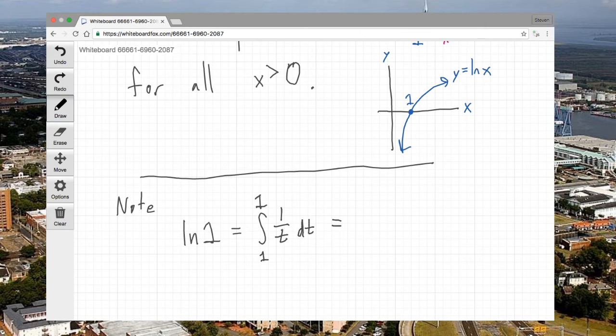That's going to be 0, because what are we asking for? Even if we don't know what the graph of y equals natural log of x is from that picture I just drew, we could take a look at the picture of any function. If we're asking for the area from 1 to itself, there's no room, there's no area there. So that's why the natural log of 1 is equal to 0.